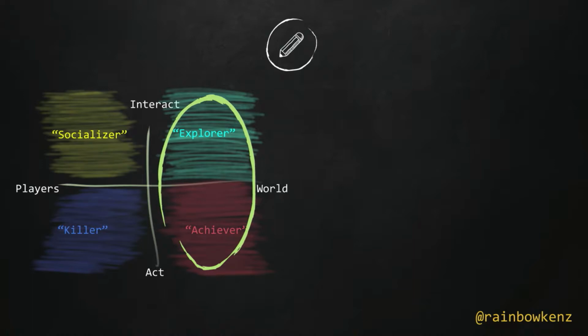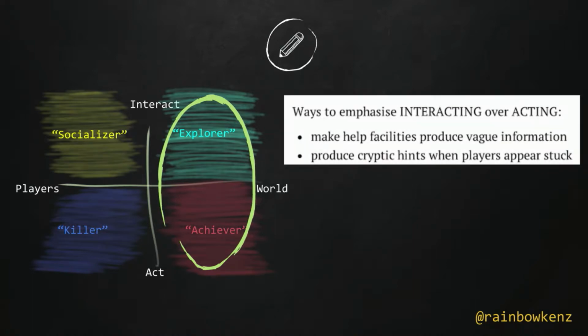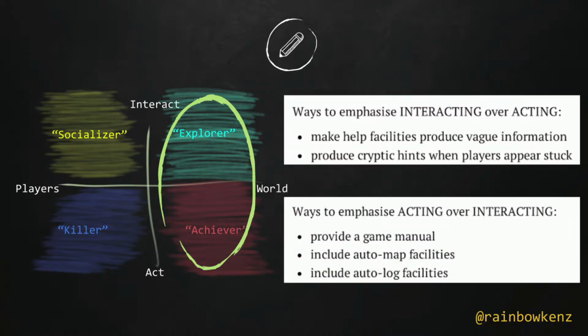So here's an example. Emphasizing interacting over acting means designing for explorers, and Bartle says to make the help facilities produce vague information and produce cryptic hints when players appear stuck. And here's another example. Emphasizing acting over interacting means designing for achievers, and Bartle suggests providing a game manual and including automap or autolog facilities.